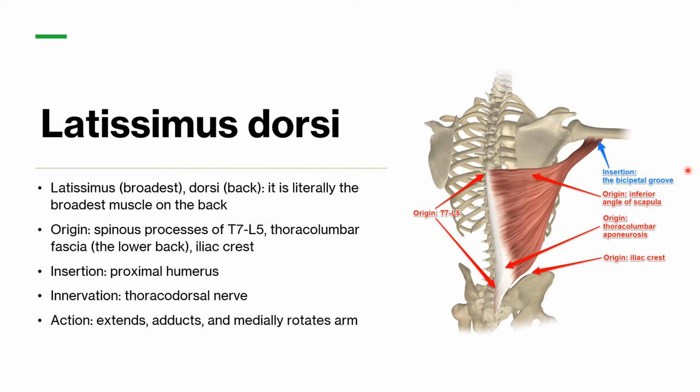What does it do? It extends the arm, so it brings this humerus back, following the direction of the fibers. It also adducts, which means it brings the arm closer to the center of the body. And look at its insertion here. So when it pulls, it also medially rotates the arm.